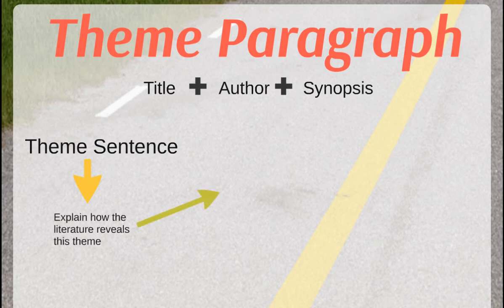After that, you have a whole paragraph to explain how the literature reveals this theme. So while the theme sentence is generic and you're not supposed to talk about characters or events specifically, the rest of the paragraph, you need to do that. So you need to now show how this theme is revealed in this story. All right, so you need to take the character, the protagonist: how does that protagonist deal with a certain issue? How might this reveal the theme?